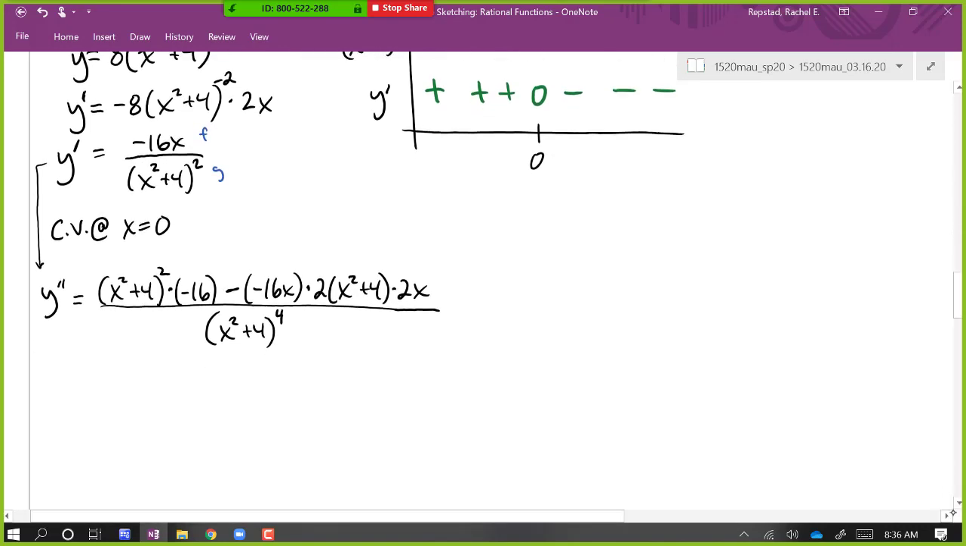All right, this is a mess and nothing that I want to make a sign chart for, so we really got to clean this up. I'm just going to tidy up the individual products first, and then I'll worry about factoring. So I got a minus 16 times x squared plus 4 squared. This will be a plus 16 times 4x times x squared plus 4. Rather than multiply 16 times 4, which I think gives you 64, I just wrote it as 16 times 4 because I could see what's coming, right? I'm going to take out the greatest common factor. There's clearly a common factor of 16, so I'm just trying to make my work a little bit easier for myself.